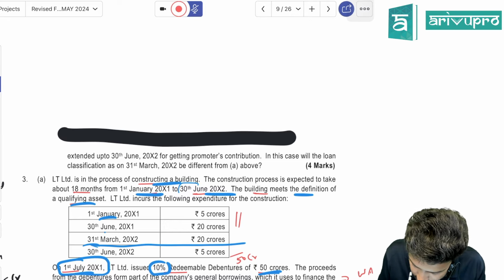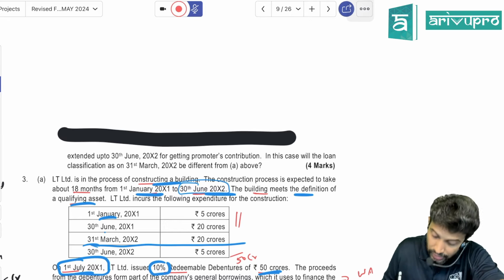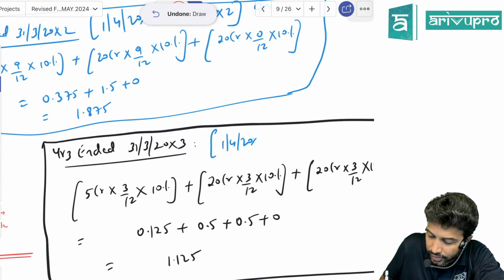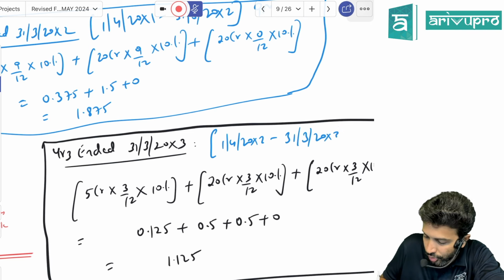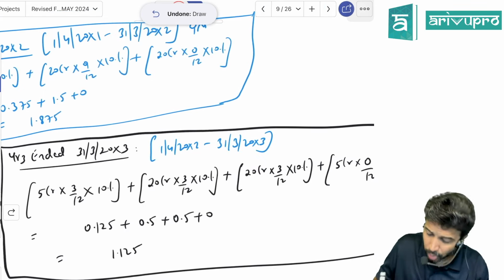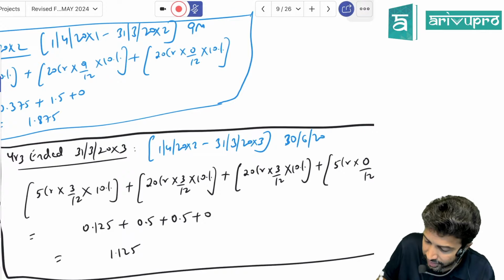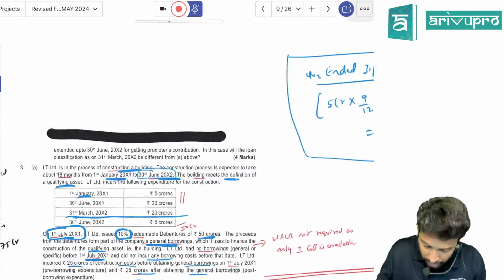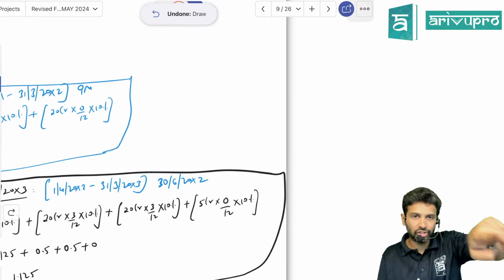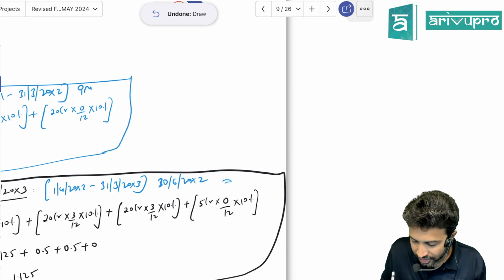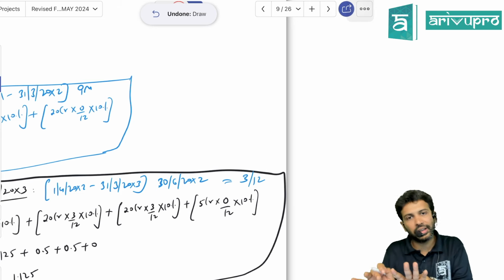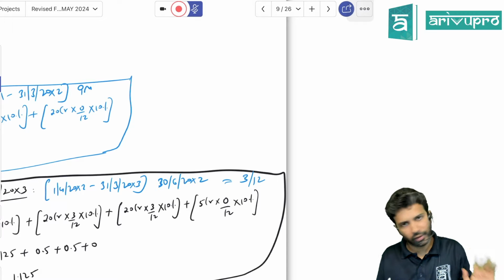So here the construction went on only till 30th June 20x2. The current year, the third year, is 1st April 20x2 to 31st March 20x3. This is the whole year. For the entire 12 months, can you capitalize borrowing cost in the third year? No, sir. The qualifying asset is ready by 30th June. That means, what is the weightage? The current year begins in April, and the qualifying asset is ready by 30th June. So the maximum weightage you give is 3 months, that is 3 by 12. Understood? The maximum weightage you can give for all expenditure here is 3 by 12 because the asset is ready by 30th June. That's the reason.